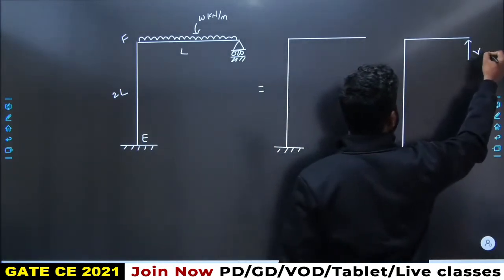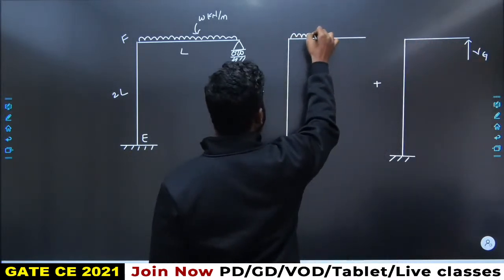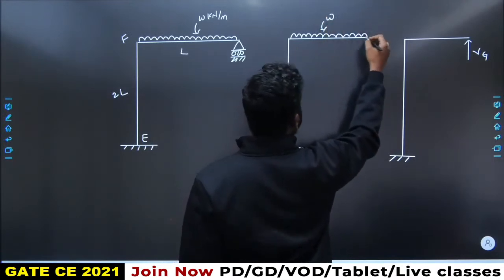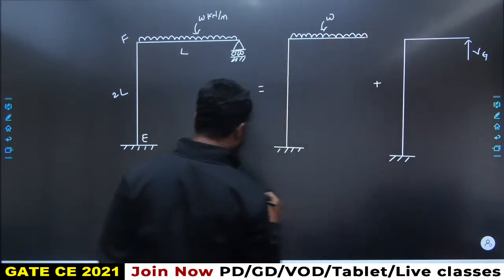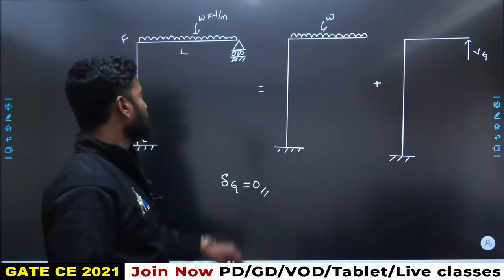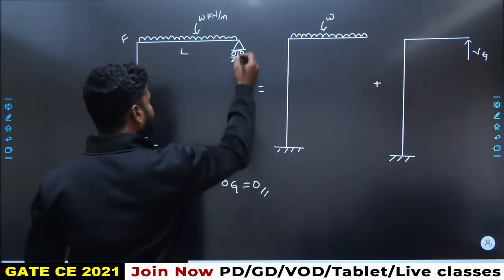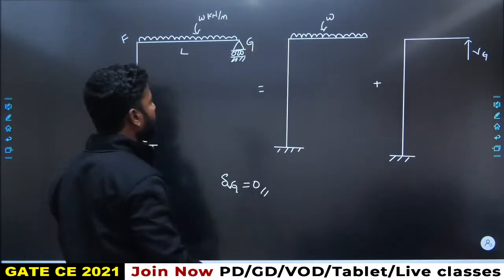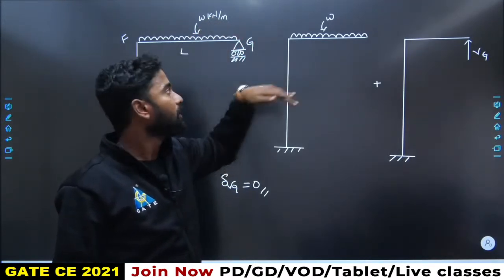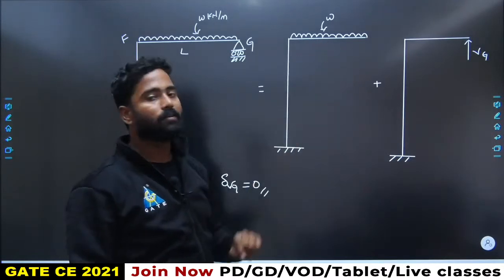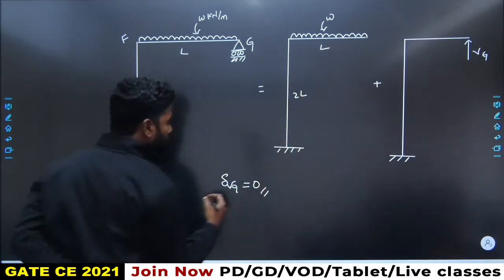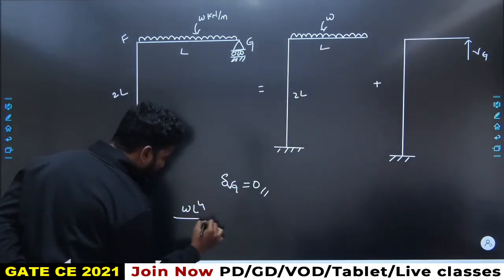If I say this is the reaction at G and this is the load W, the idea is to make delta at G equal to 0. Deflection at G is equal to 0 because there is a support, so there will not be any vertical deflection. Due to this load, the vertical deflection at the free end would be W L power 4 upon 8 EI.